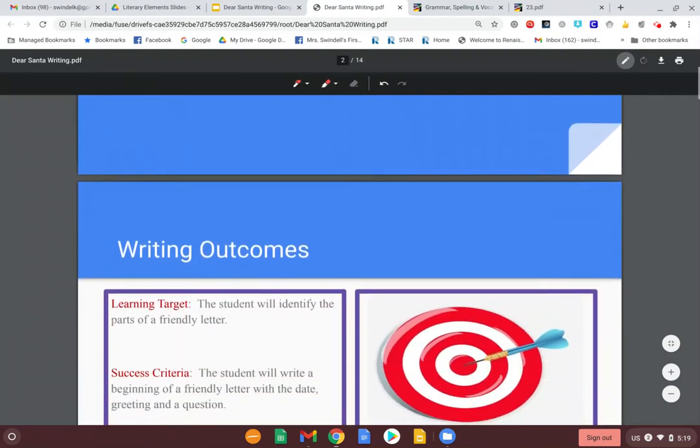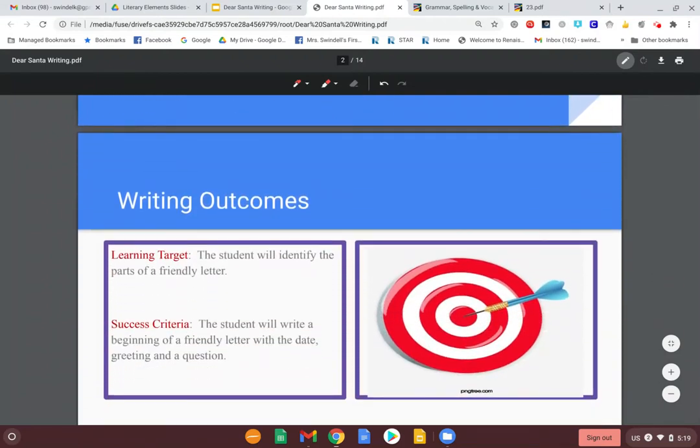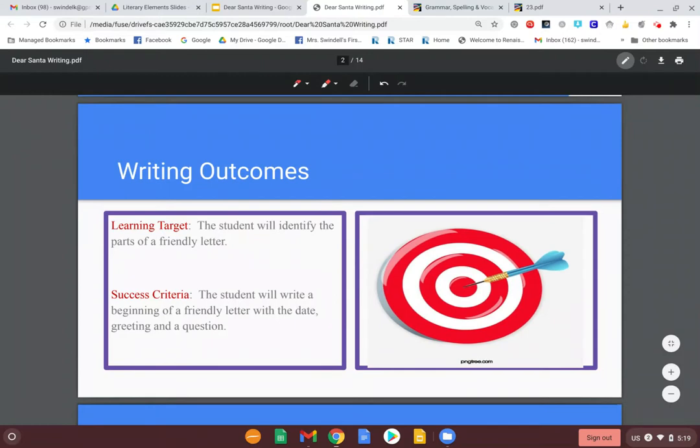Let's go over our target. Our target is a new one starting today on Monday. Today, you're going to identify parts of a friendly letter. We're going to write a letter today, boys and girls.